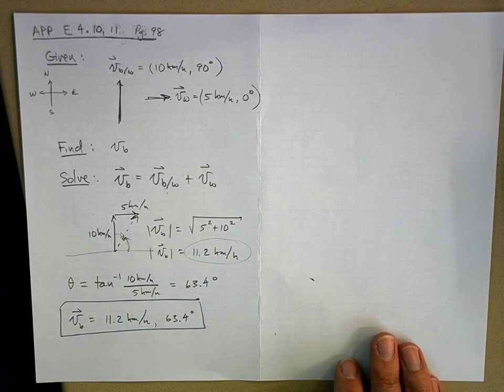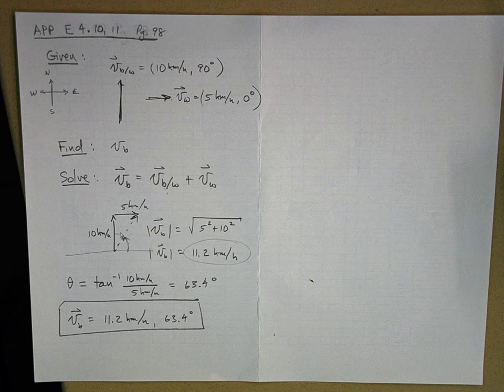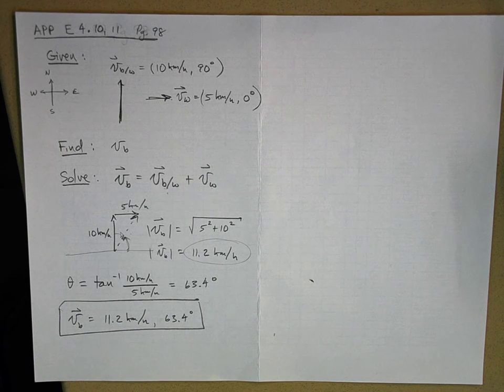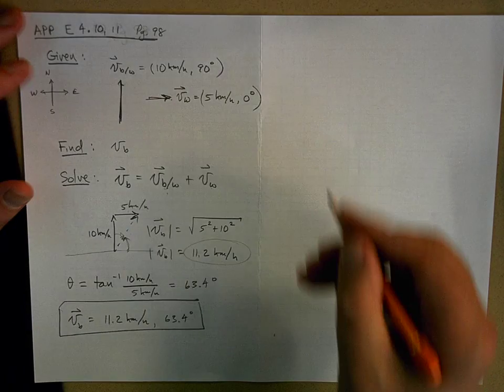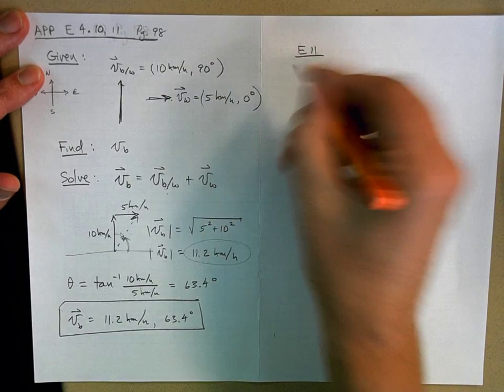Now, let's do example 11. It follows on this problem. It says, if the boat of the preceding example travels with the same speed of 10 kilometers per hour relative to the river and is traveling due north, as shown in the figure, what should its heading be? Okay, so now we're getting tricky. So this is example 11 right here.